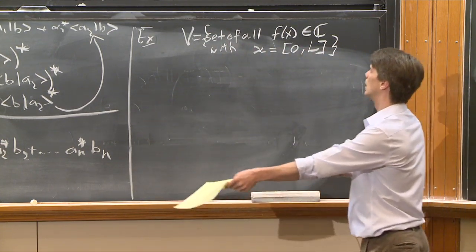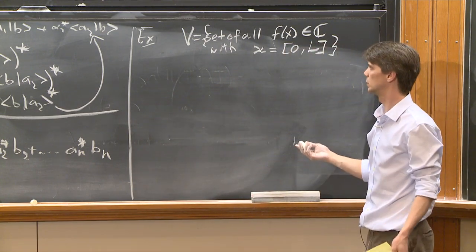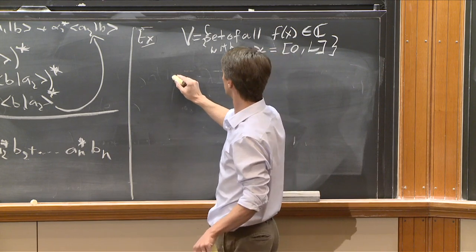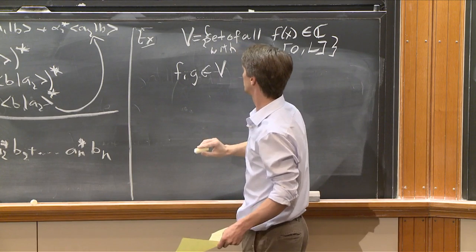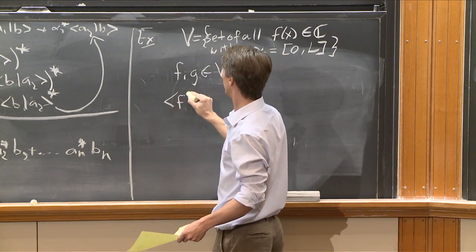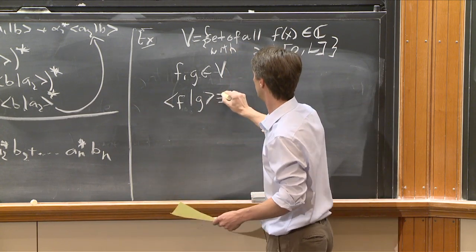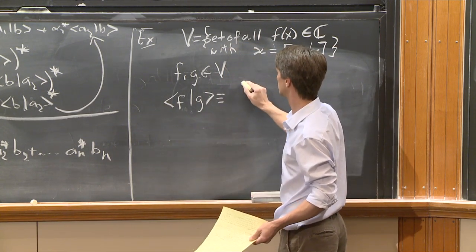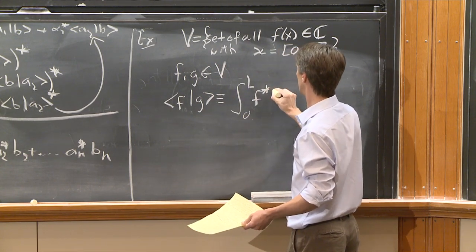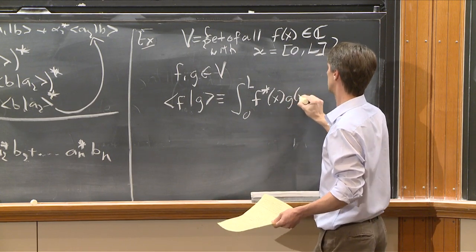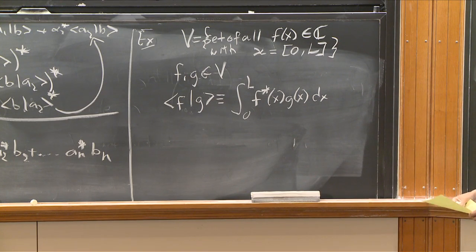And so a natural norm to define on this space, and this is something that we can certainly talk about in recitations, is that if I have f and g in this vector space V, then I'm going to define the dot product, this is my definition, as the integral from 0 to L of f star of x, g of x, dx. Okay?